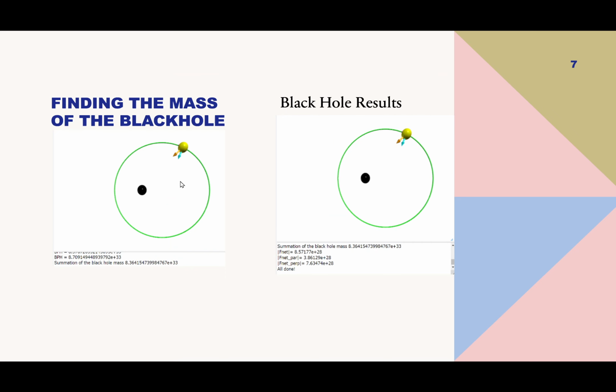Now, over here, find the mass of the black hole. We can see that after doing the summation, which I coded in but didn't show you because it was not too pretty, the mass of our black hole is going to be 8.364154739984767 times 10 to the 33, and our other results are all going to be not our unit vectors, but they're all going to be the magnitude of these forces: F net, the net force, the parallel force, and the perpendicular force. Here they all are.